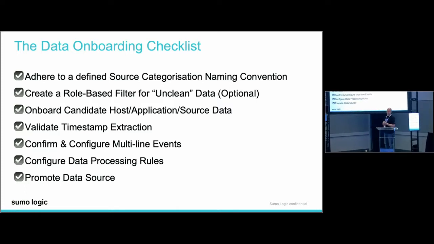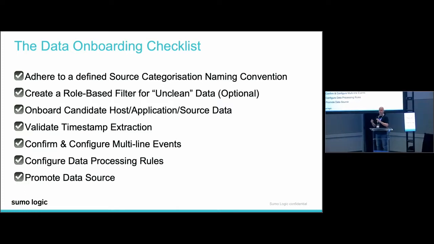Number two, we're going to use that RBAC capability and control who has access to what data, because we're going to filter out the unclean data as we're bringing it on board and testing it until we're happy with its configuration. And I'll take you through a real example of this shortly. Then we're going to onboard a candidate host or a candidate source, something that reflects the wider group of data that we're going to be bringing on board, just to make sure we get that right.